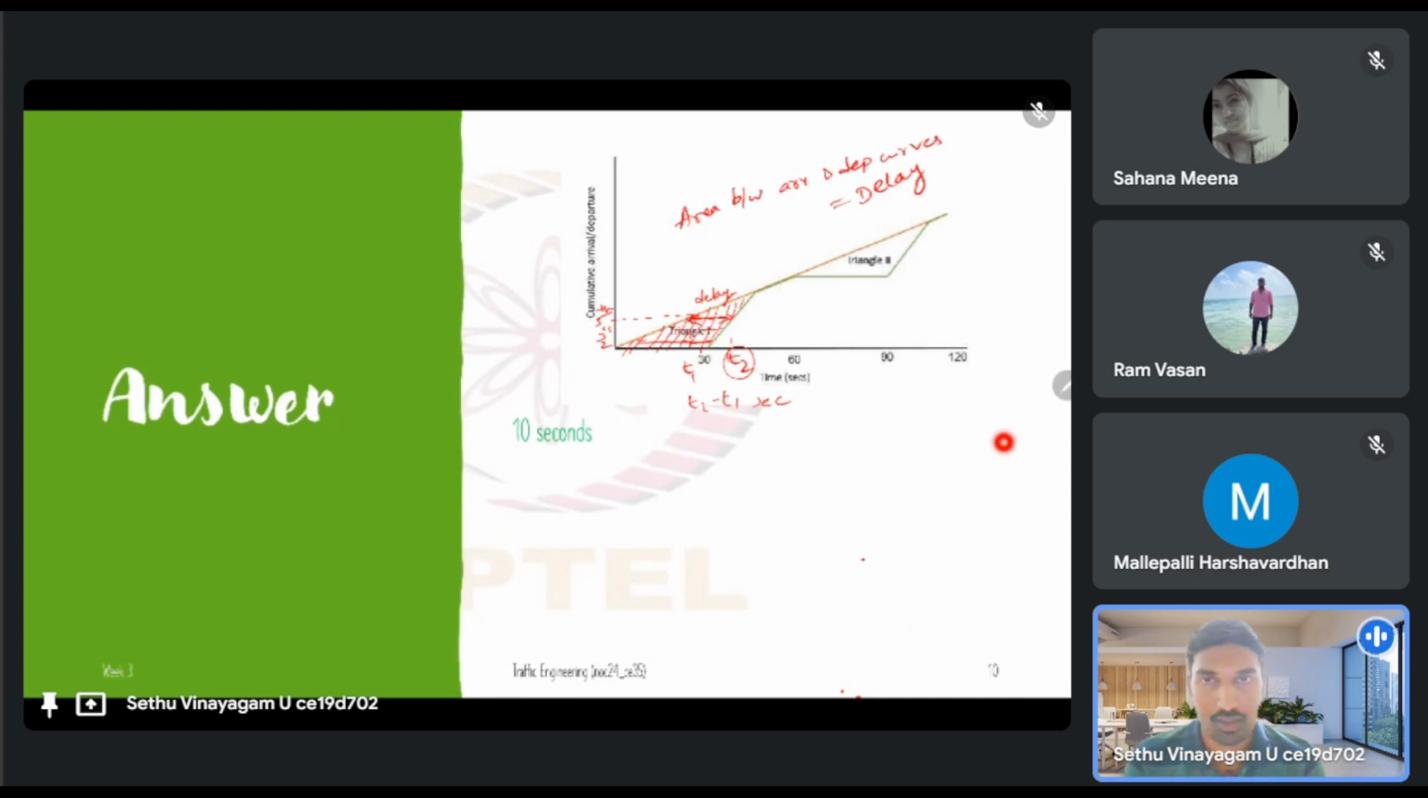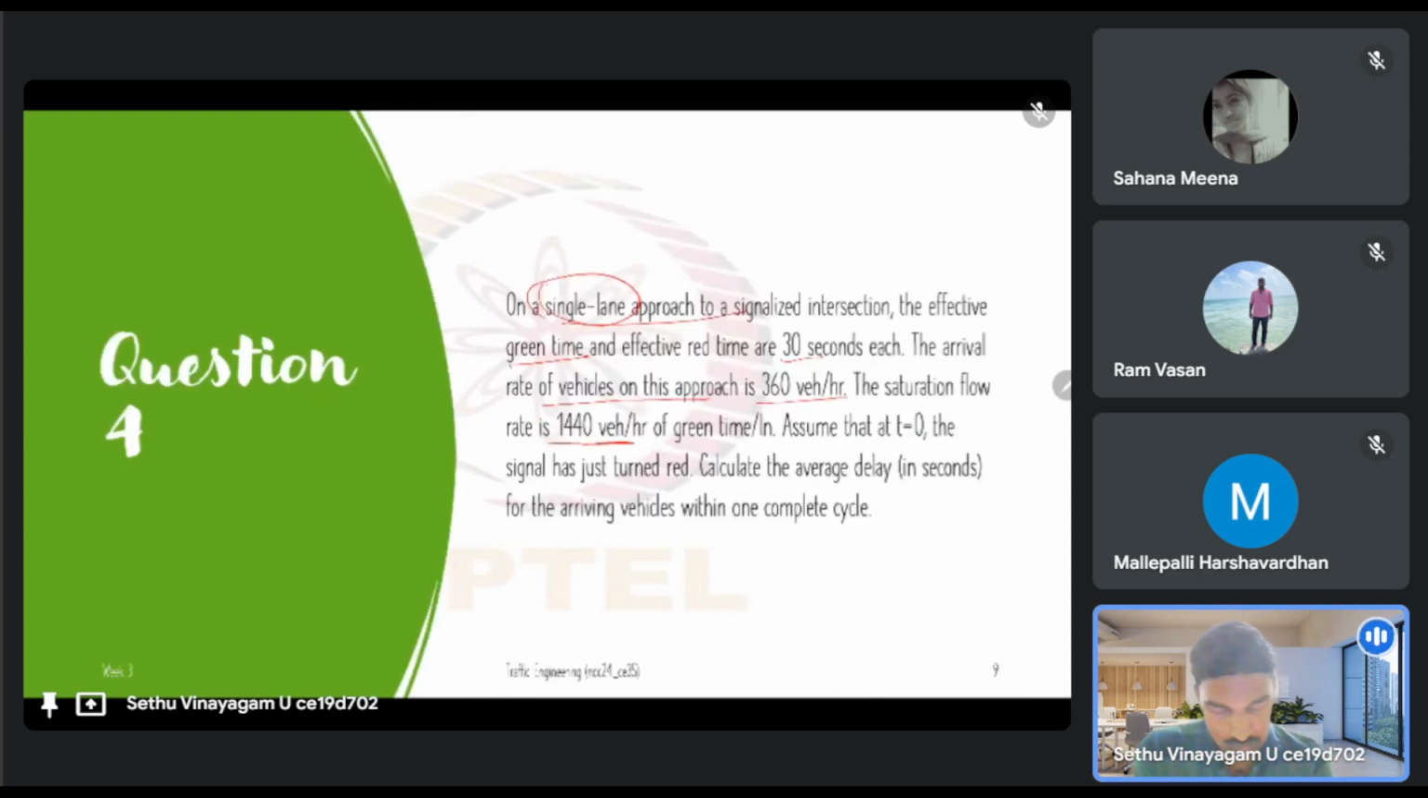If the points at which you are measuring the arrival and the departure are different, then you have to remove the free flow travel time. But here we are considering the arrival point and the departure point, the entry and exit points, to be the same. So in that case, the area between the arrival and departure curve will give you the total delay, right? So that is closer to what we want.